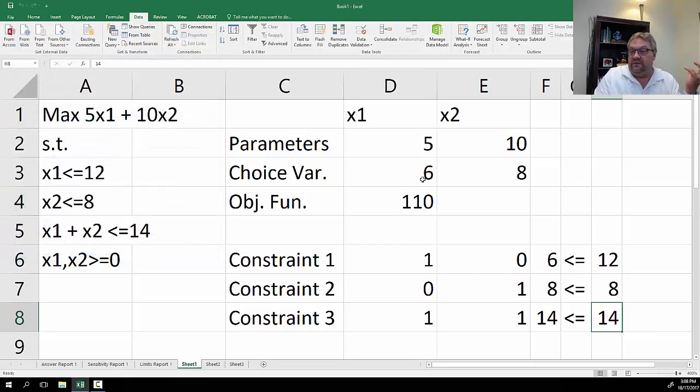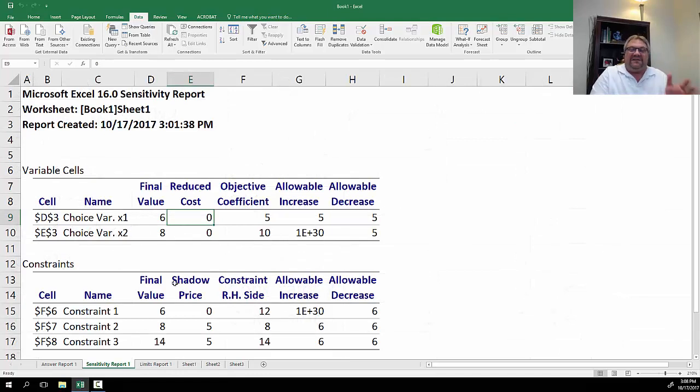Look, nothing changed, right? Why? You can see it because 6 and 8 are greater than 0. So even if I increase those non-negativity constraints, nothing is going to happen. The idea here is I just increase it by 1.